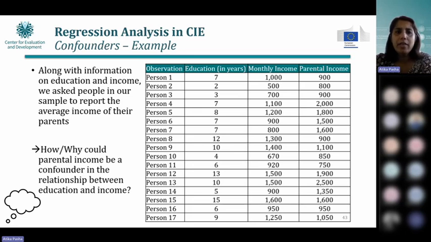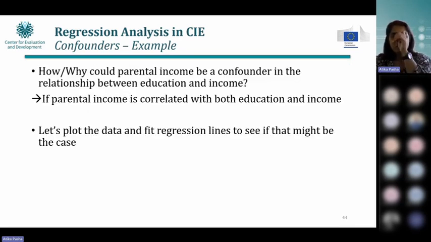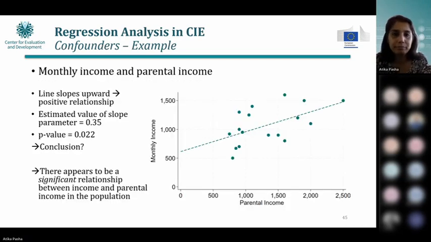So knowing that we think this is a confounder, what we need to do is get the data for the parental income for each of the individuals on top, right? And then first we need to understand whether or not this is a confounder in our case. So let's do it in the most complicated manner so that it's a little clearer, and try to fit a regression line between parental income and education, and parental income and your own income.